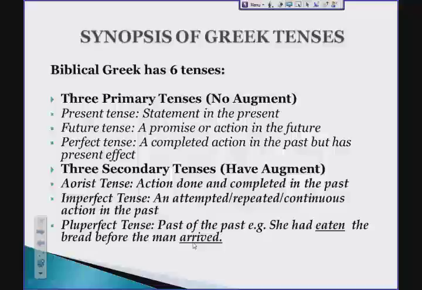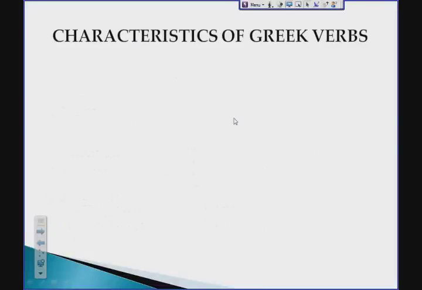And please, all the facilitators and my dear students, don't forget this explanation. The present tense denotes a simple statement in the present, and then the promise in the future, a completed action in terms of the perfect in the past, but it has a continuing effect to the present. Your secondary tenses: aorist, done and completed in the past; imperfect, attempted, repeated, or continuous action in the past; and the pluperfect, which we have just discussed. Thank you so much, and please take care of this. These are very, very important.